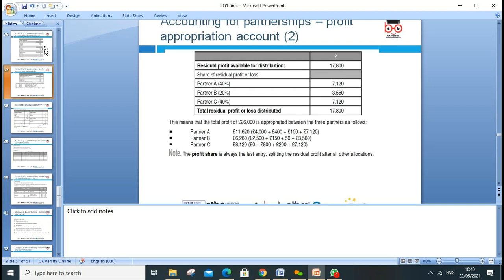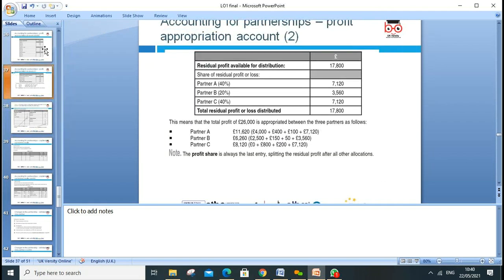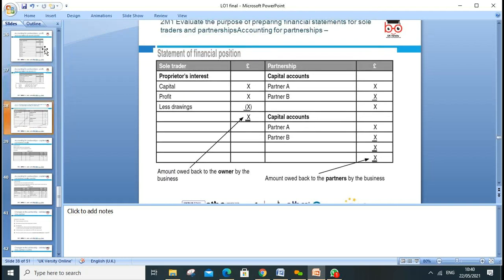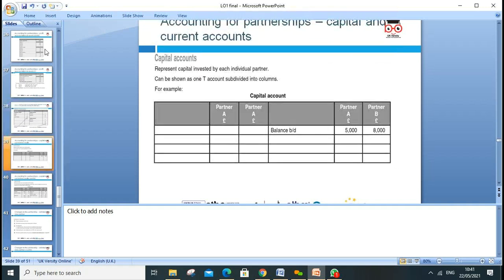And then, of course, we can prepare the partners' current accounts or the partners' capital accounts as well. The work is exactly the same basic logic as bank accounts in the business. Okay, then I included 2.1M, which is about preparing financial statements for a sole trader and a partnership. So we can show the key difference between sole trader and partnership. Of course, in the partnership you will see the partners' capital, but the sole trader is one person. That's the key difference.